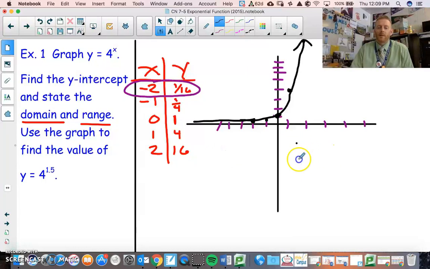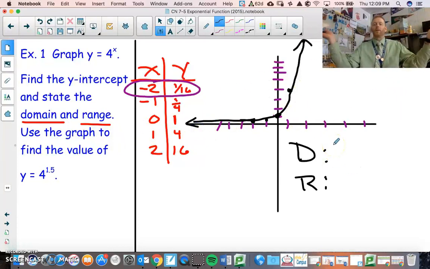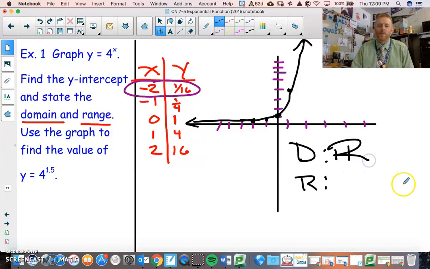So that's already going to tell me that my domain and my range are going to be certain things. My domain, because it's going left and right, all directions, it's going to go on forever, left and right, is going to be all real numbers. And here's a quick, easy way to say that. I just put all real numbers. So it's an R with 2 lines, all real numbers.